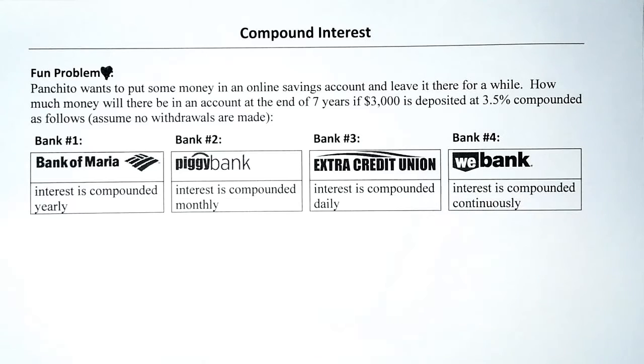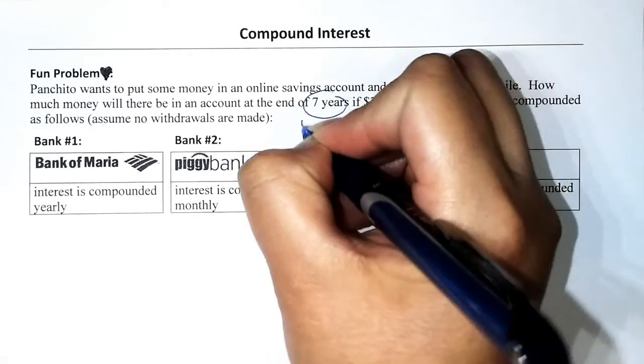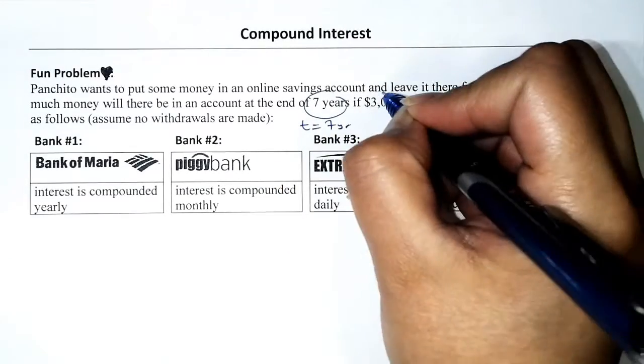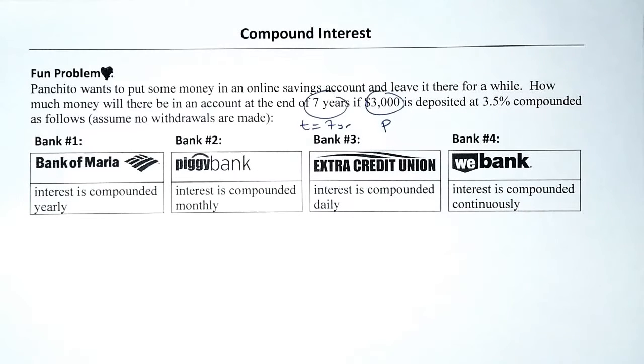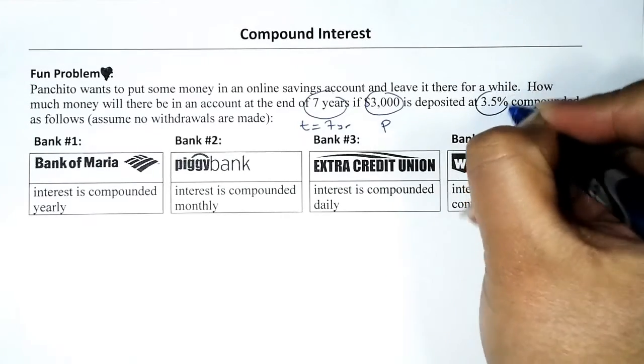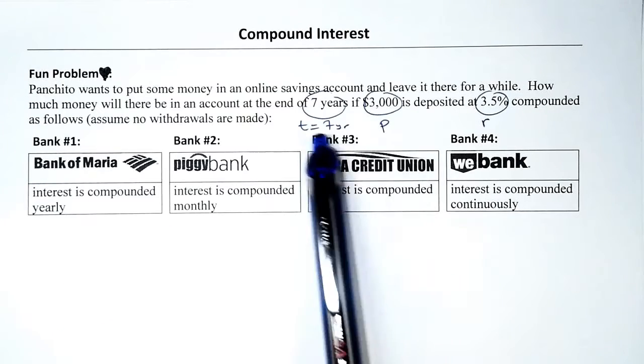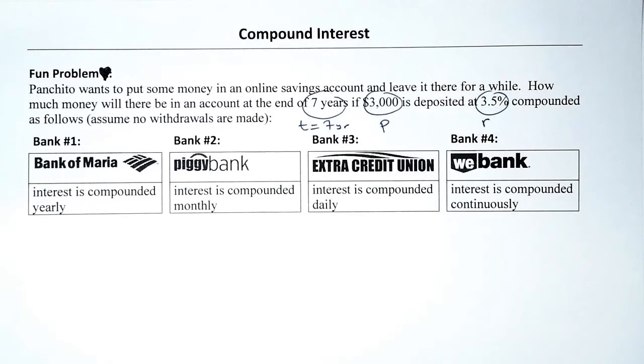Second sentence. How much money will there be in an account, the final amount, at the end of 7 years? So we know that time is 7 years. If $3,000 is deposited, so 3,000 is our principal. So principal is the amount we invest, deposit, or borrow. At 3.5%, that is our rate. Compounded as follows. So for all 4 banks, these 3 things are going to be the same: the time, the principal, and the rate. What will differ is how often the interest is compounded or paid out per year.